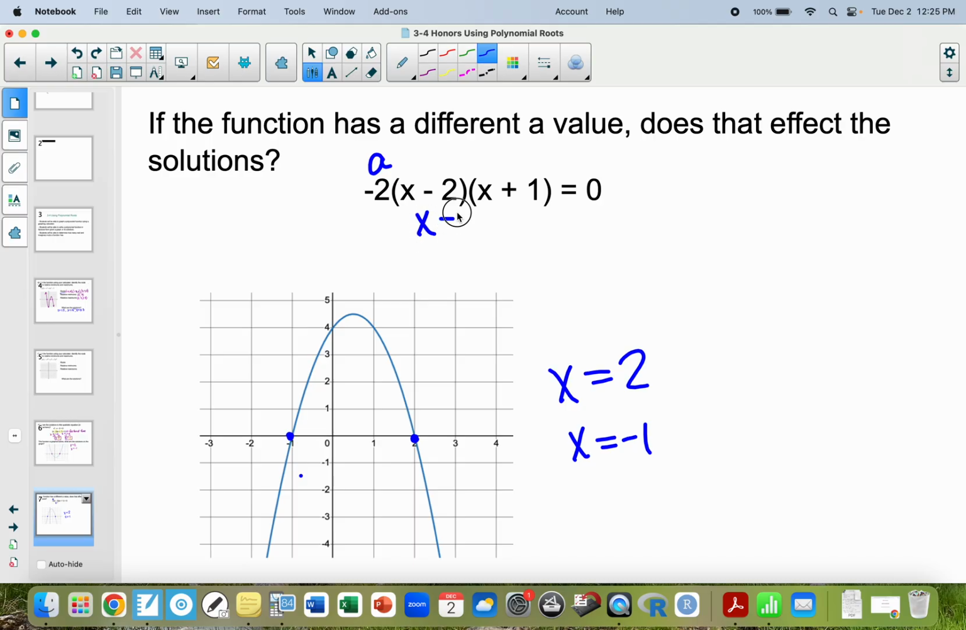If I set these equal to 0, I get x is equal to 2 and x is equal to negative 1. So my a value is not going to affect those solutions. Sure, it makes the parabola look different, it's upside down, but that a value doesn't change what the solutions would be. The factored form still gives us the solutions.